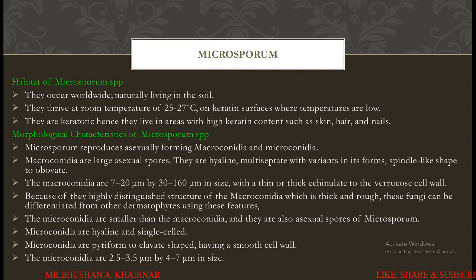If you see the morphological characteristics of microsporum, microsporum reproduce asexually, forming macroconidia and microconidia. They produce conidiospores like other fungi, but they produce small conidia and large conidia. Macroconidia are large asexual spores. They are hyaline, translucent, multiseptate with variation in form, from spindle-like shape to ovate. The macroconidia are about 7 to 20 micrometer by 30 to 160 micrometer in size, with a thin or thick echinulate to varicose cell wall.